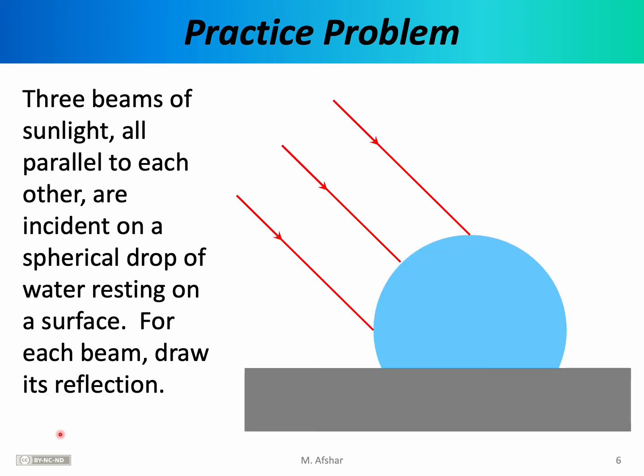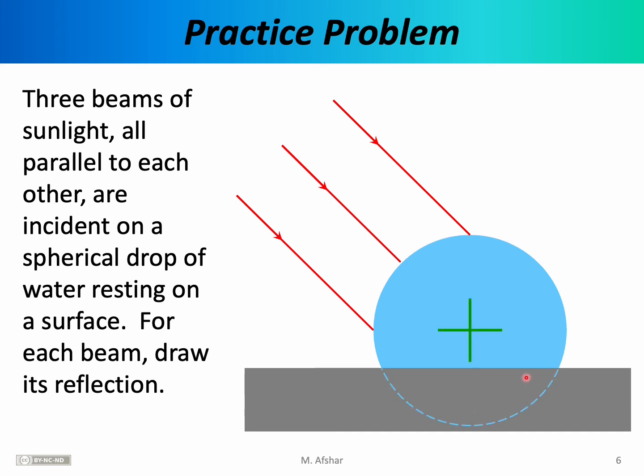Applying the law of reflection to curved surfaces can be a little tricky, so let's do another practice problem. Three beams of sunlight, all parallel to each other, are incident on a spherical drop of water resting on a surface. For each beam, draw its reflection. So for this problem, we're not required to do any calculations. We just want to know roughly which way each one of these three rays will reflect off of a spherical droplet of water sitting on a surface.